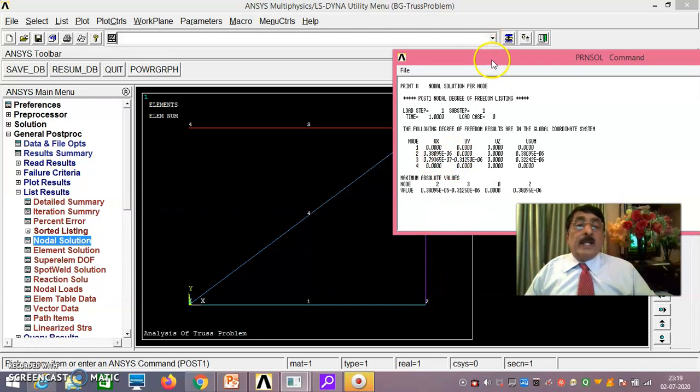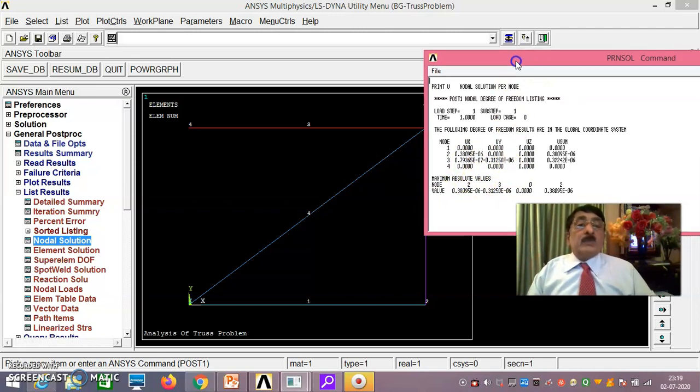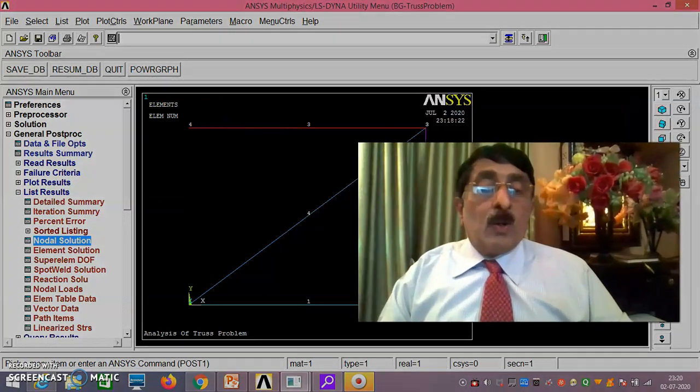That is at this node. Then at node 3, you have both x displacement as well as y displacement. It is 0.79365 into 10 to the power of minus 7 and 0.3125 into 10 to the power of minus 6 meters in ux and uy. This is one of the very important answers; you have to take the printout or make a tabular column and give it to the examiner. This is very important. This is in fact one of the questions I've asked. That is displacement at different nodes, a very important one.